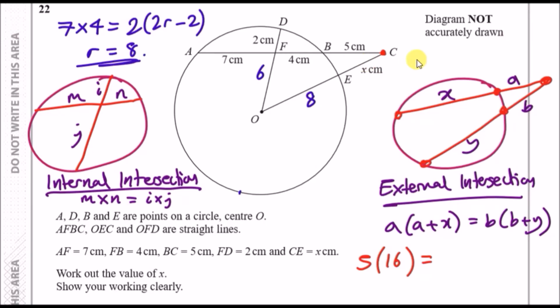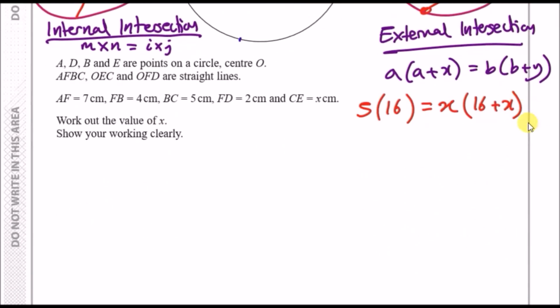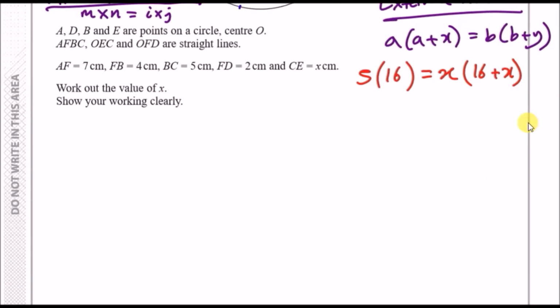So B is X. And we're going to multiply that against X plus this radius 8. And if we extend it across, another 8. Because it's a radius, it's a circle. So we've got 8 plus 8, so 16 plus X. That's it. Now it looks easy. So now we just solve for X. So let's have a look. So 5 times 16, that's 80 equals 16x plus x squared.